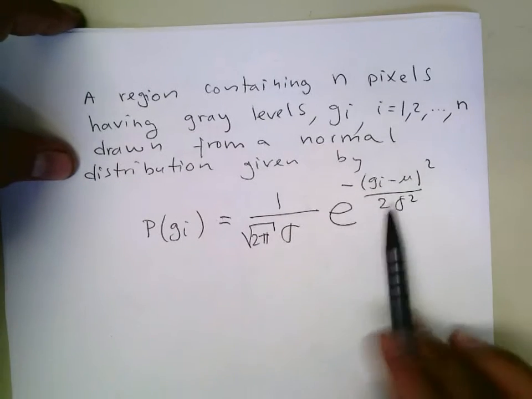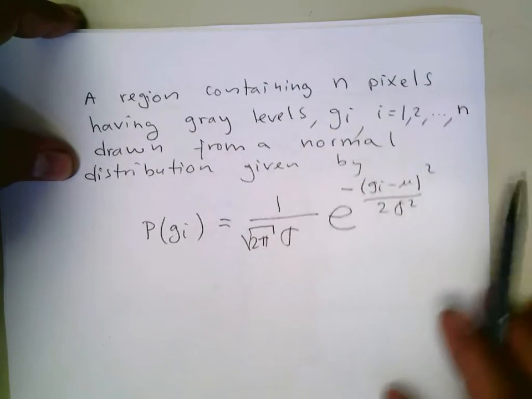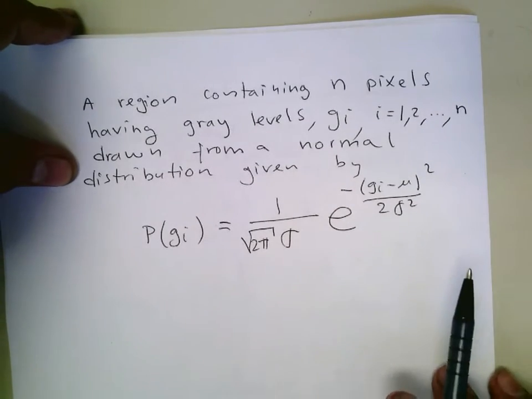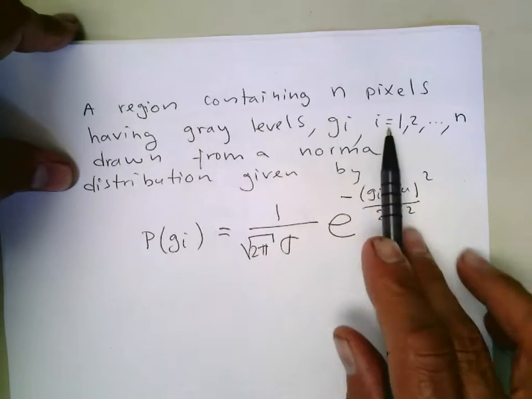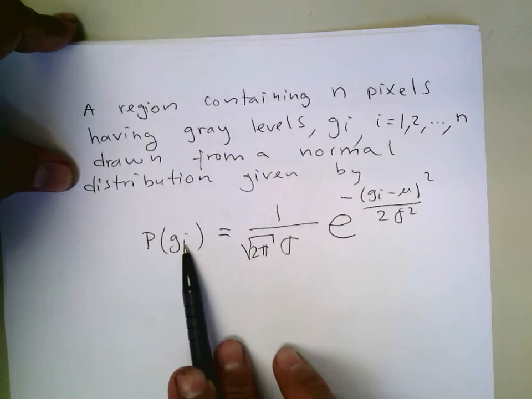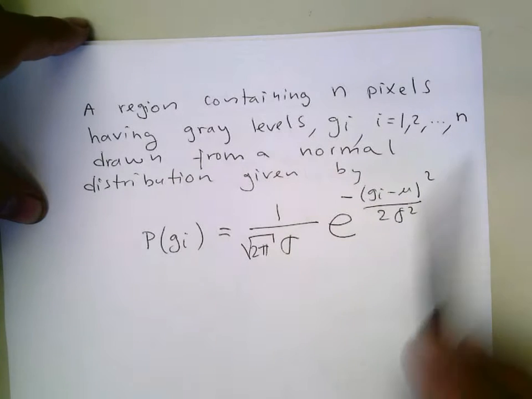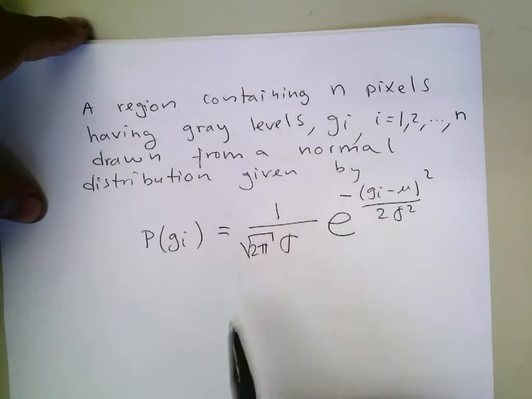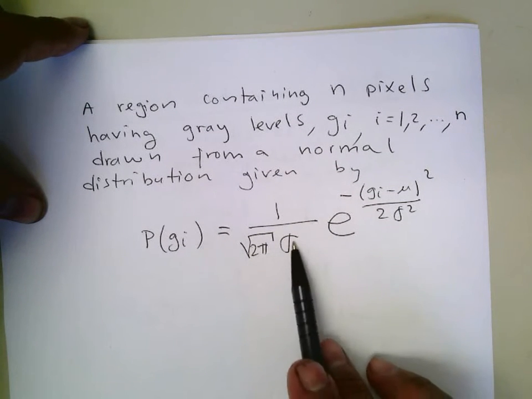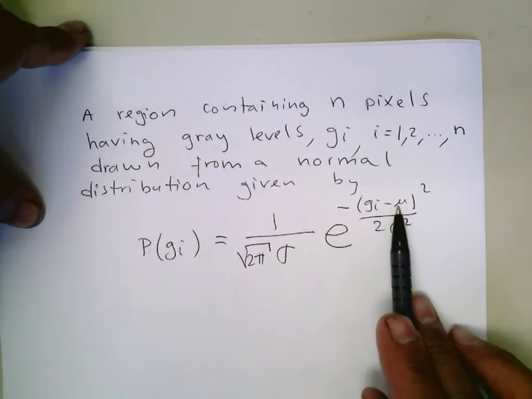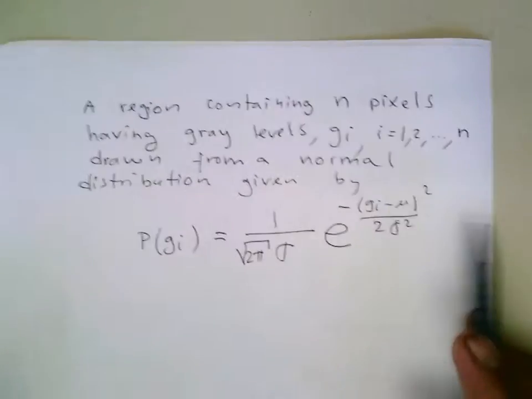You also may recall that this is the formula that you use for the normal distribution. In this case we're talking about gray levels, and the probability of a given gray level in one of the regions of the images is given by this formula, in which this is pi, this is sigma, the standard deviation, and mu, the mean of the distribution.